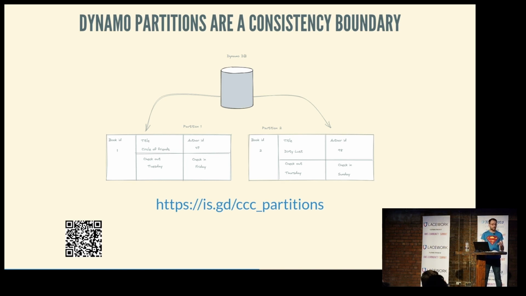Why? Well, it's because the partition is the unit of consistency, right? When you make a request, Dynamo routes it to a specific set of physical machines based on that partition key. So if you want to make a change, you have to make a change to that single partition. So in serverless, one aggregate maps to one partition key.